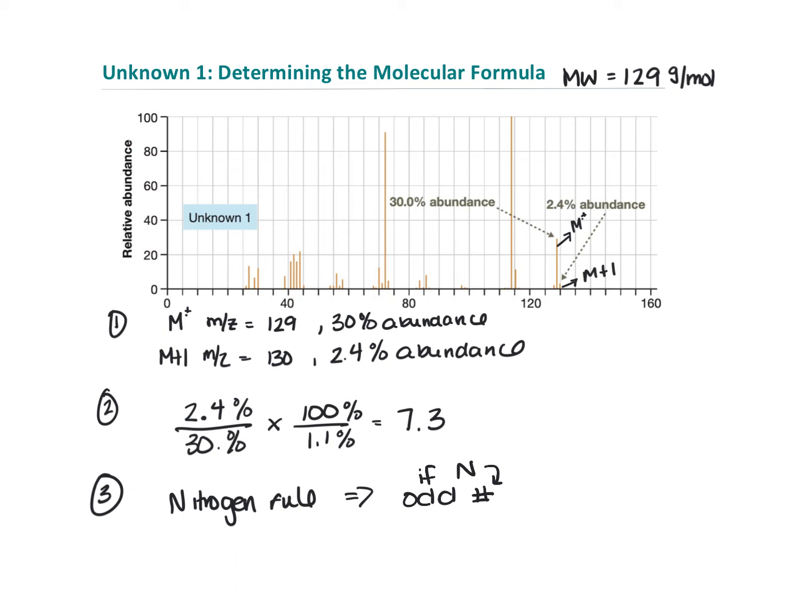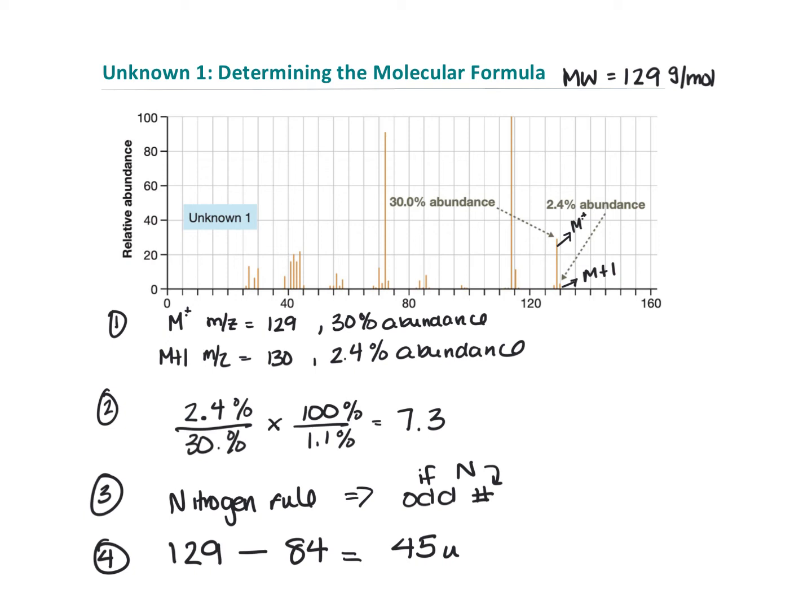Now, let's go on to step 4. You can always refer back to your notes. We need to compute the remaining mass. We have 129, our molecular weight, and I am going to subtract the mass of 7 carbon atoms. The mass of 7 carbon atoms is 84, and that leaves us with 45 atomic mass units, or 45 u.